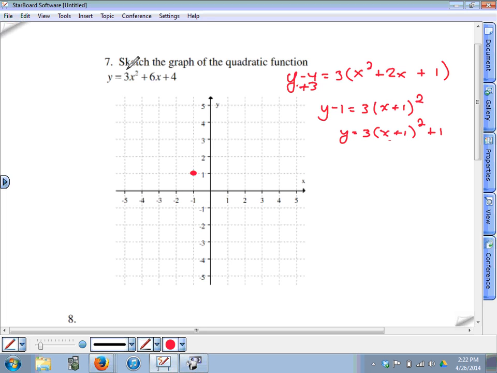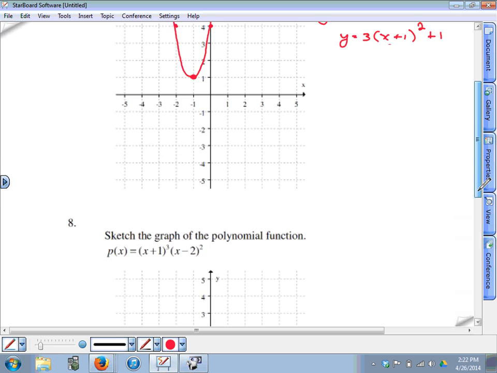So I'm going to let x equal 0. If this is 0 and if that's 0, then those terms just disappear and you're left with 4. So 0, 4. And the nice thing about a parabola is it's symmetric. So that point gets reflected right here. So the parabola looks like that.